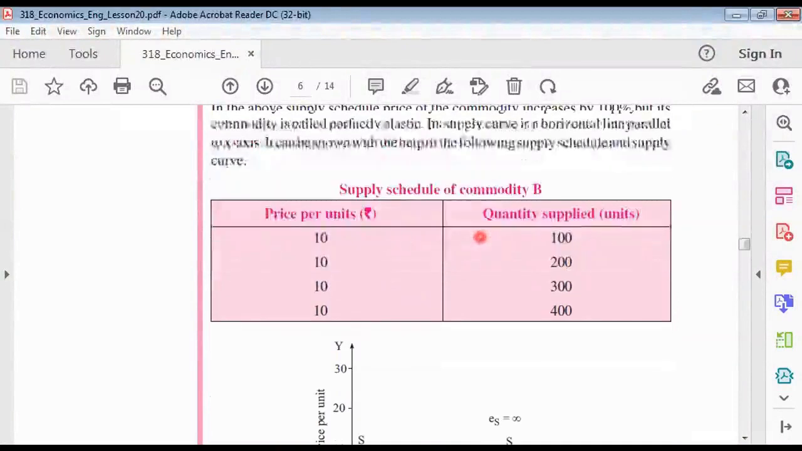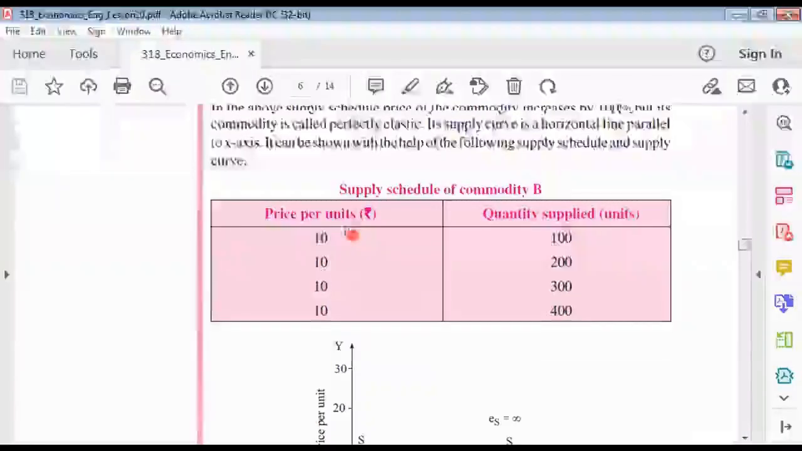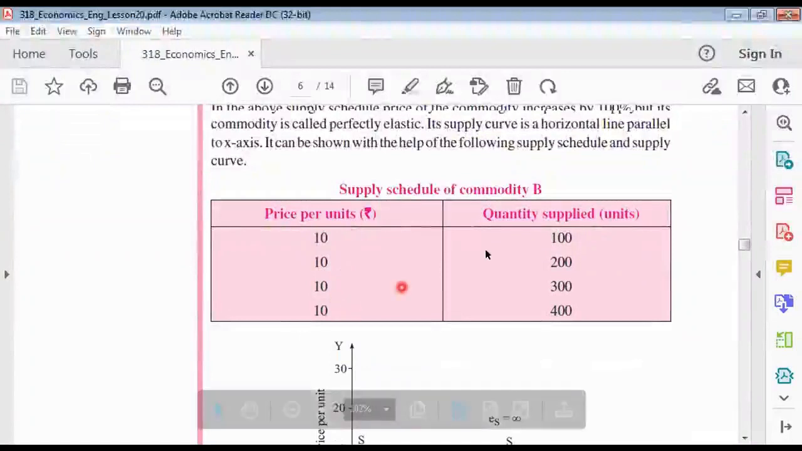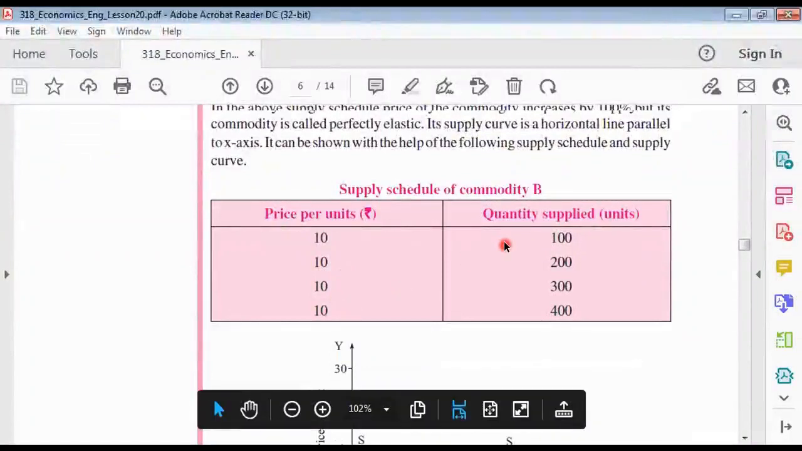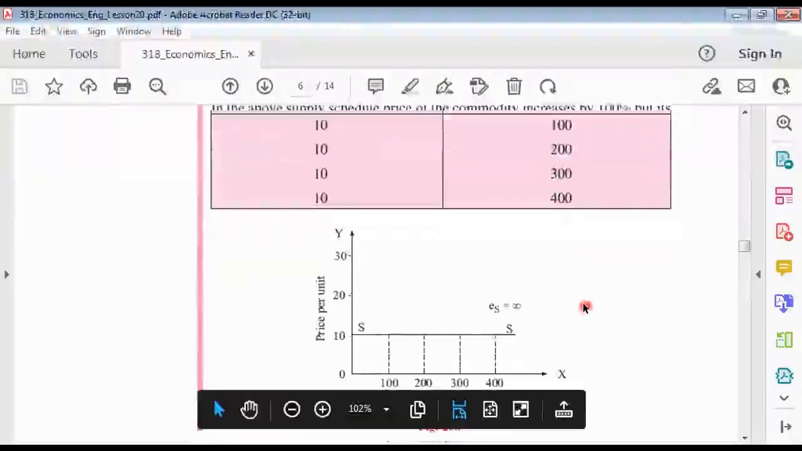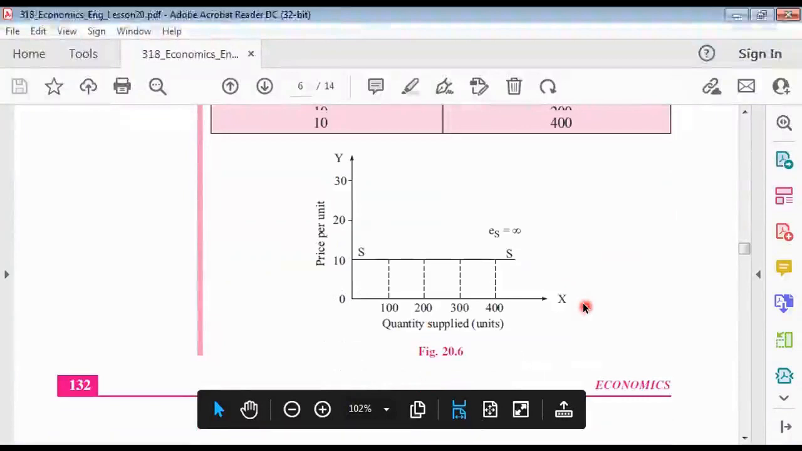Look at the graph, price is not rising at all. It's the same throughout, 10, 10, 10, 10, but quantity supplied is rising from 100 to 200 to 300 to 400. And what if we draw a graph on the basis of the table? We'll be drawing the graph like this, horizontal, parallel to the horizontal axis.